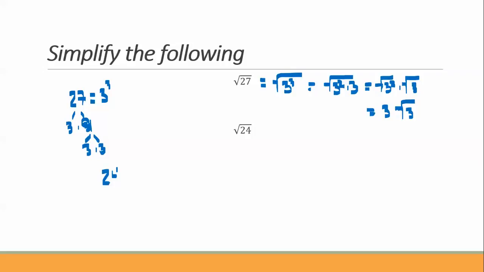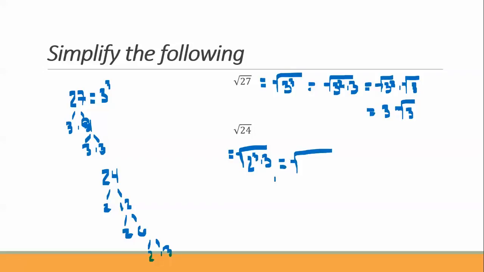24 is going to be 2 times 12, which is 2 times 6, which is 2 times 3. So the square root of 24 is the square root of 2 cubed times 3. But we want perfect squares because this is a square root, so then we want to change it to the square root of 2 squared times 2. 2 squared times 2 is 2 cubed, times 3.